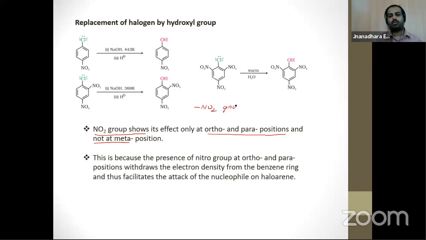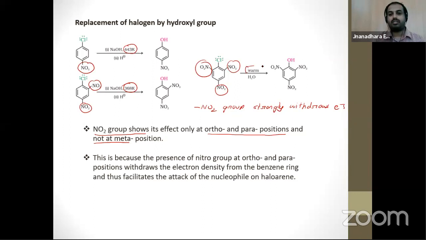The nitro group strongly withdraws electrons only from ortho and para positions, not from the meta position. That's how this reaction is helpful. Now please check out these three reactions. When you have only one nitro group, the temperature is 443 Kelvin. Remember the temperatures. When you have two nitro groups, reactivity increases, and the reaction occurs at a lower temperature, 368 Kelvin. When you have three nitro groups at ortho and para positions, the reaction is the fastest. You just have to warm it, don't have to heat it to a high temperature. Important. Next.